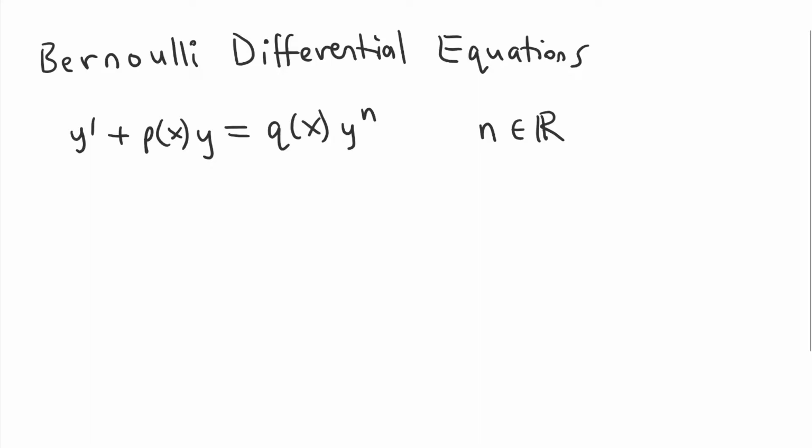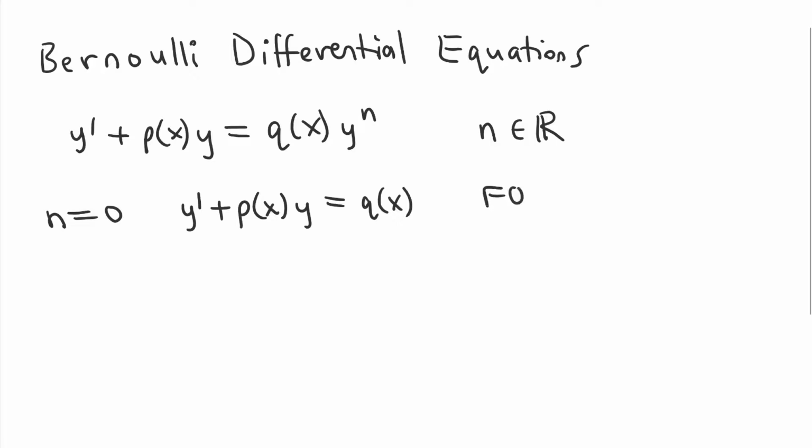Powers of n, we have y squared, y cubed, but it could actually be any real number, like a rational number or an irrational number, in fact. And first off, notice a couple of special cases here. When n equals 0, we end up with y prime plus p of x y is equal to q of x, right? Because y to the 0 is just 1. And so this is just a first order linear differential equation, ODE.